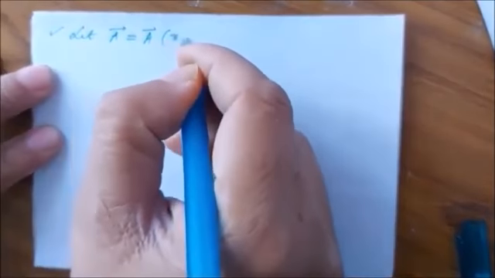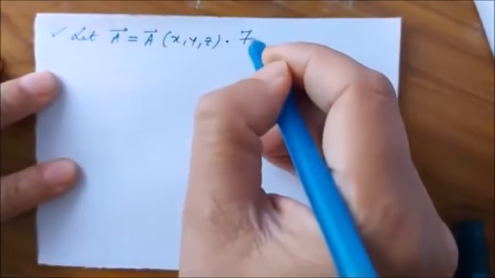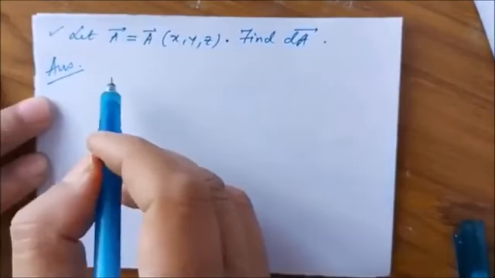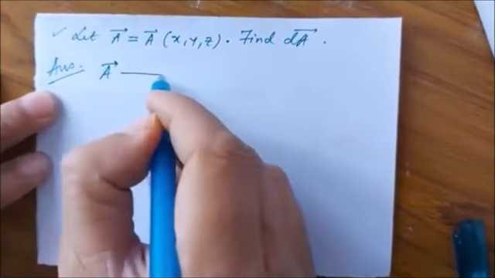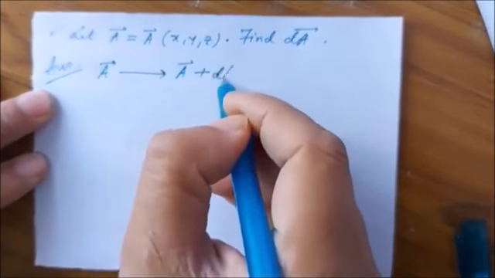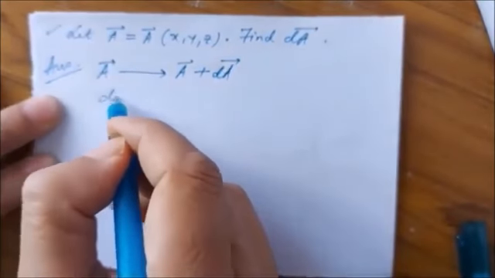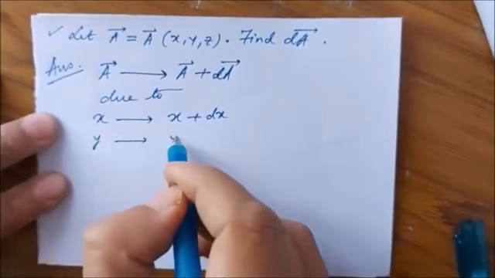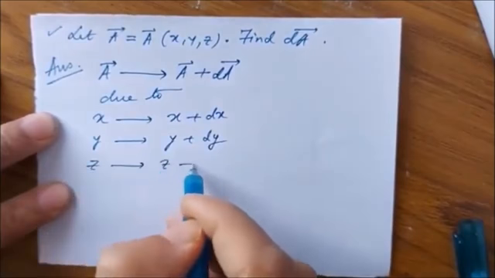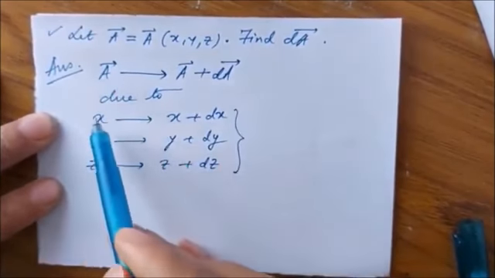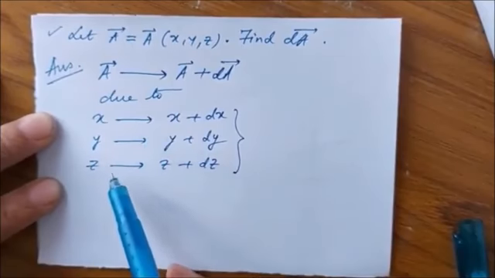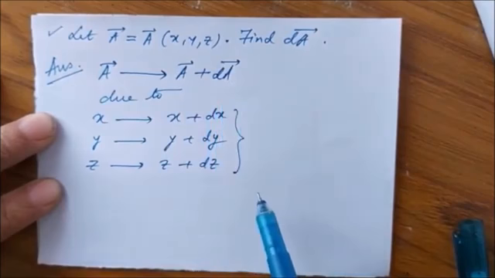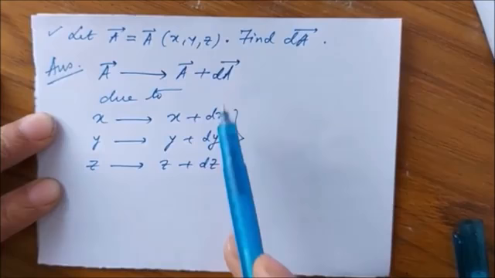Let vector A be a function of x, y and z. Our task is to find dA. Now we note that vector A shifts to vector A plus dA, and such shifting is due to the changes that x shifts to x plus dx, y shifts to y plus dy, and z shifts to z plus dz. And since A is a function of x, y, z, these changes will have an effect on vector A, and therefore it will also change. Now we have to find or evaluate the value of vector dA. How is it related to these changes?